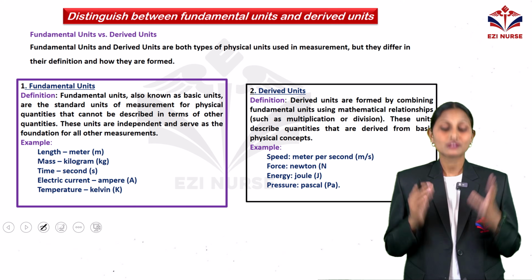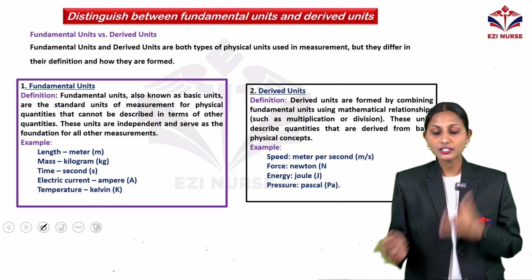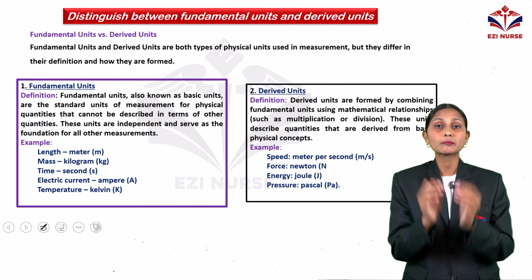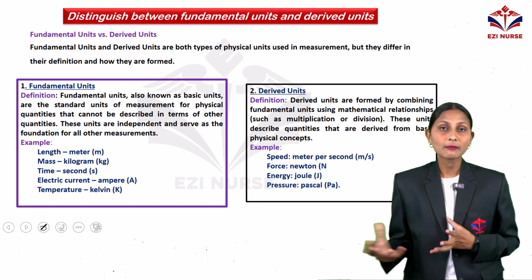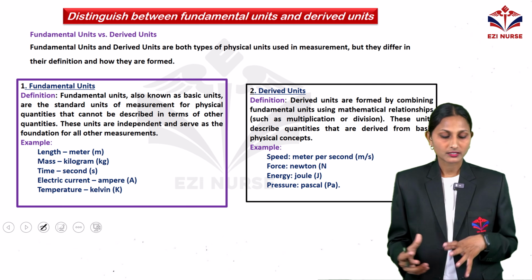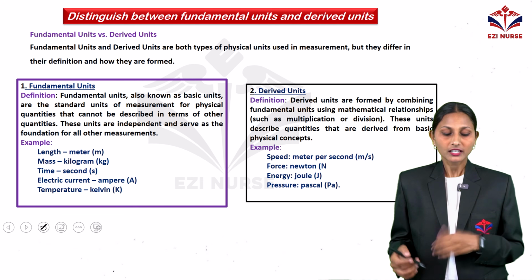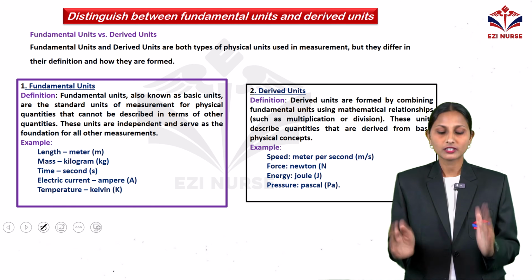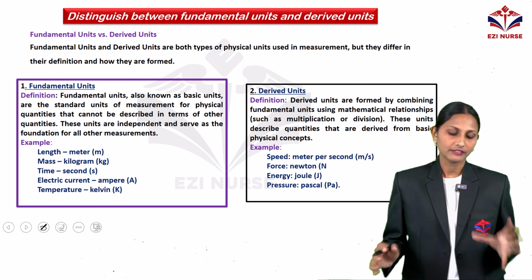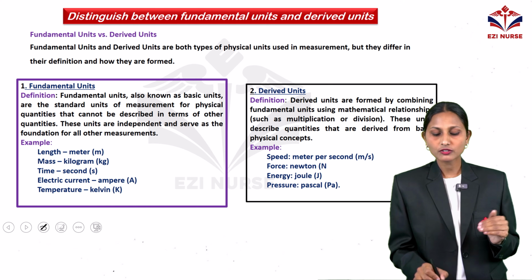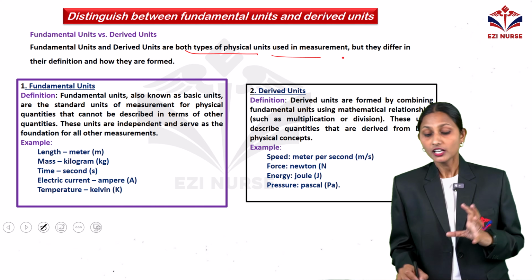Next, we are going to discuss fundamental units and derived units, and the basic difference between them. The fundamental unit and derived unit are the different units that we use in daily life. Both are types of physical units used in measurement.